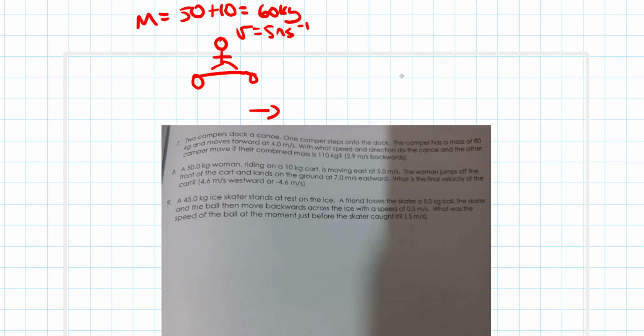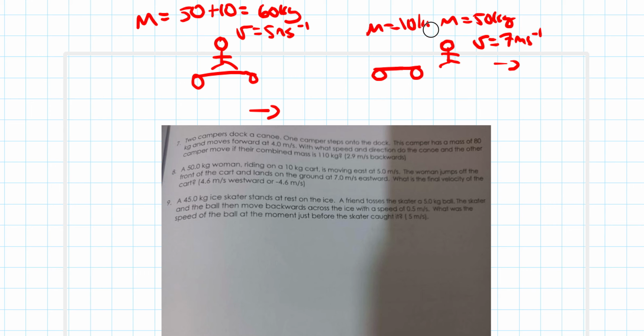It says the woman jumps off the front of the cart and lands on the ground at 7 meters per second eastward. So this time, this is the cart, this is the woman. She's got a mass of 50 kilograms and her velocity is 7 meters per second in this direction, so we're taking that as positive. What is the final velocity of the cart? We know that the mass is 10 kilograms and the velocity is unknown.